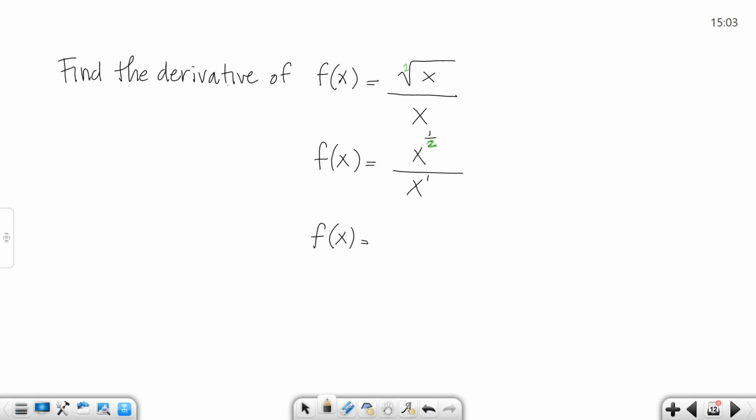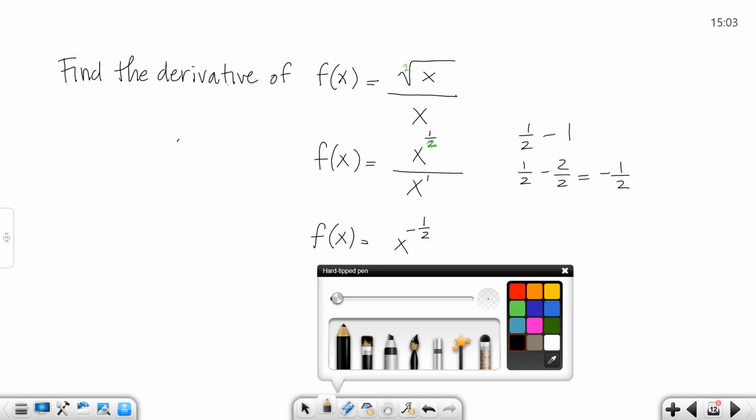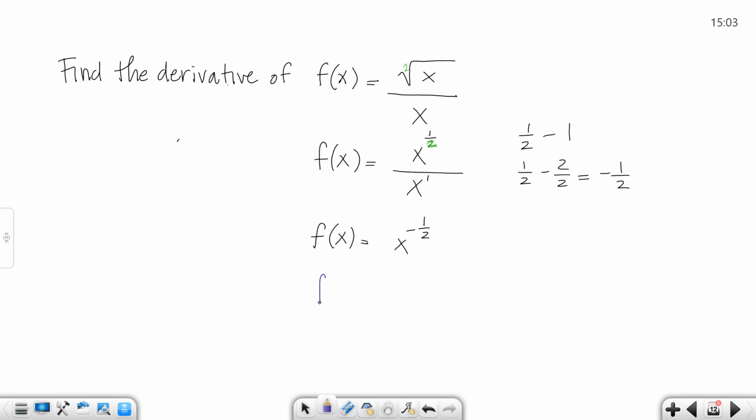So if you use your exponent rules, x to the 1/2 minus 1 would give me an x to the negative 1/2 in the top. So the way I got that again was I said 1/2 minus 1. So that would be 1/2 minus 2/2, which would give me an exponent of negative 1/2. Now, I haven't done any calculus, I just simplified it using algebra. So now I'm ready for the calculus portion.